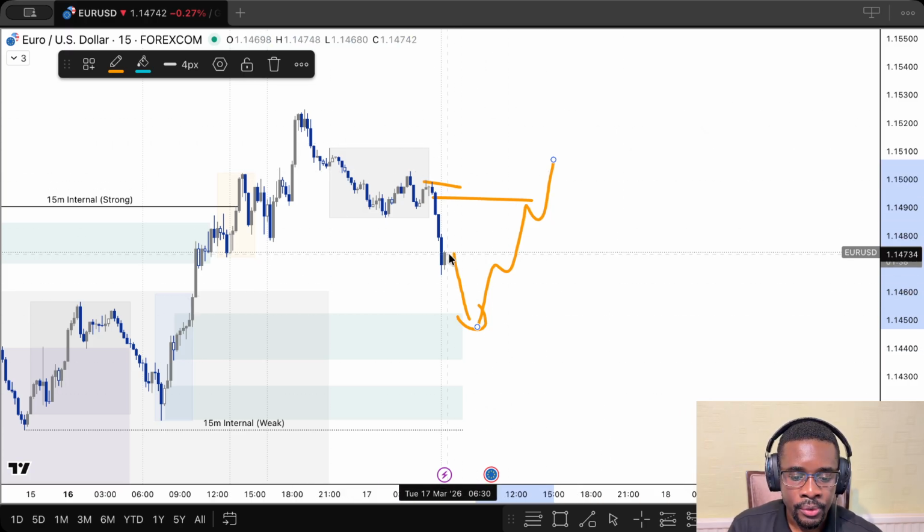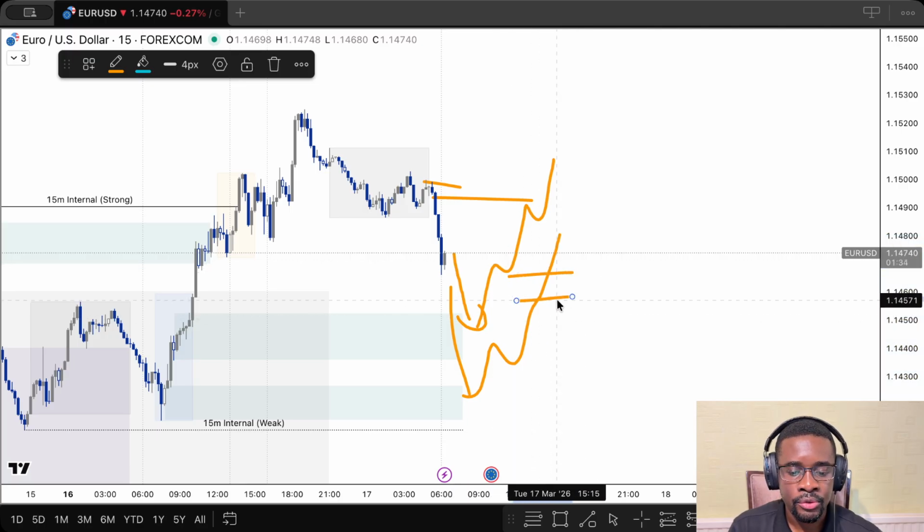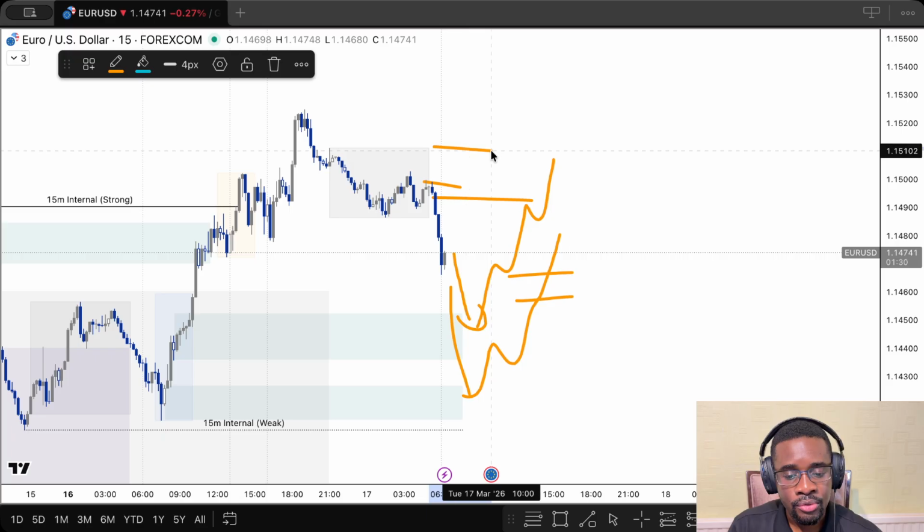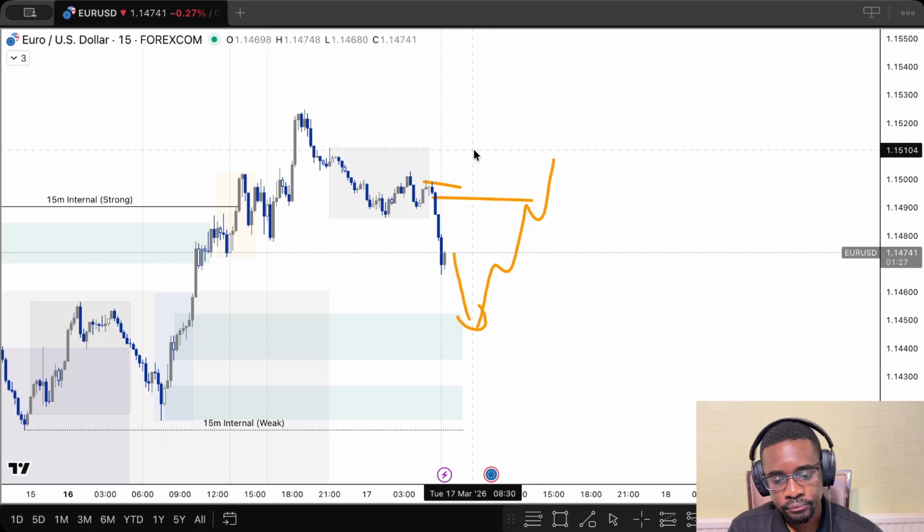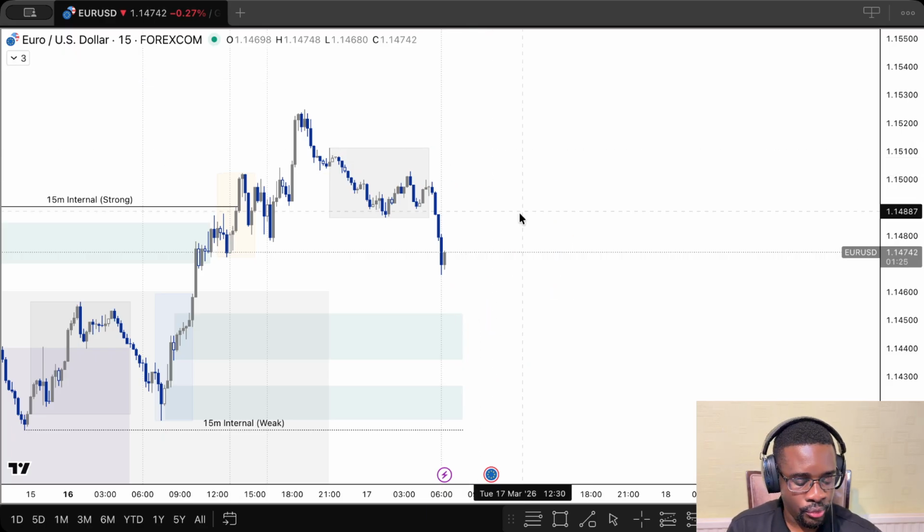So it will be either there, or if it comes all the way down there, then we could expect... remember, we're only looking for 3-hour trades, so it doesn't necessarily have to go all the way to the top. All right, so those have been my ideas for the Euro USD.